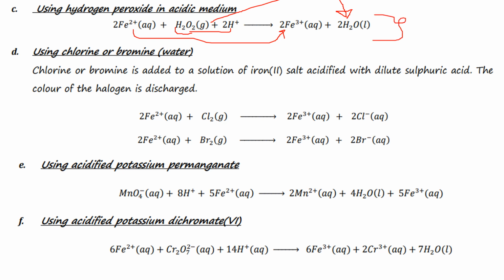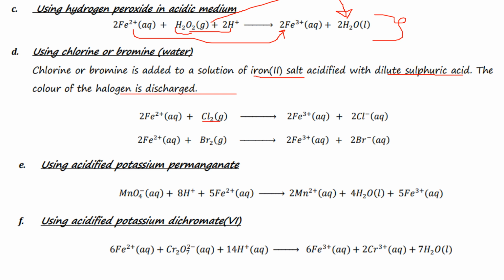The other one is going to be chlorine. Now remember that I told you that chlorine is a strong oxidizing agent. The same applies to bromine. So when chlorine or bromine is added to a solution containing iron 2 salt, acidified together with sulfuric acid, we are still going to have a color change. But here the color change is going to be that of the halogen, which you are going to note the most, since it's the one you're adding.